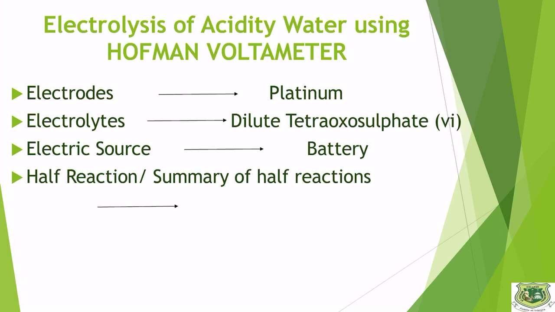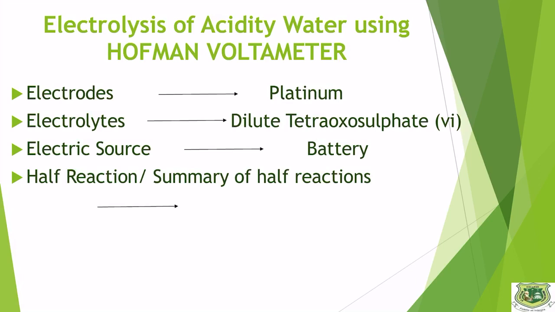In the electrochemical series, therefore, hydrogen ion will be discharged in preference to what? Tetraoxosulfate 6 ion. I repeat, both tetraoxosulfate 6 ion, that's SO4, and hydrogen ion move to the anode, whereby hydrogen ion, being lower in the electrochemical series due to its low electronegativity, is preferentially discharged and loses its electron to become neutral. Then you will see the equations in your notes.